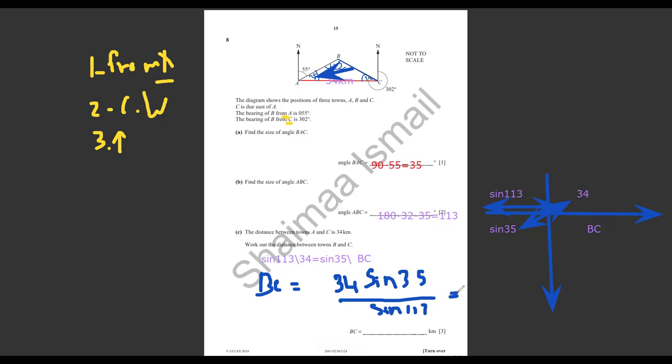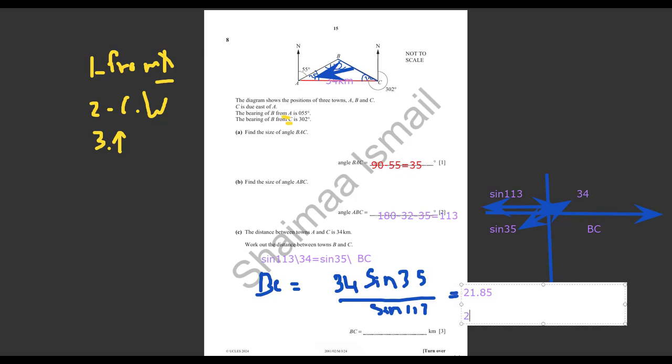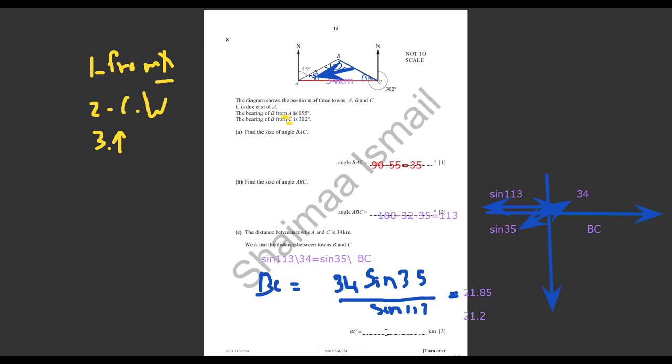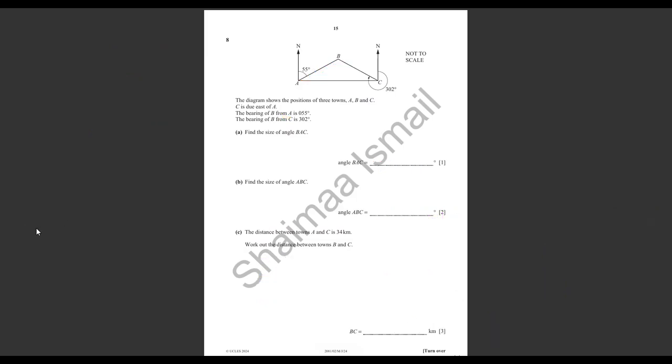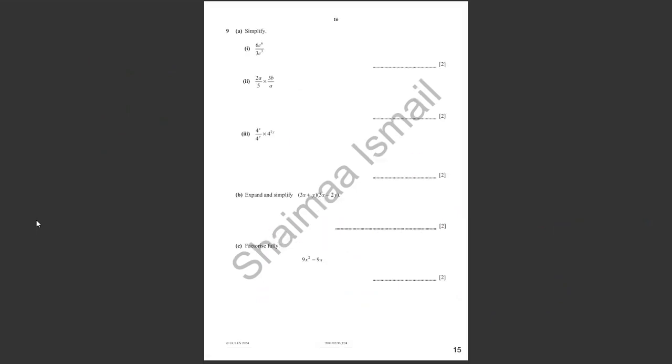This will give you a final answer of 21.85 approximated to 1 dp, which equals 21.9. Okay, let's see the next. Before you leave any page, make sure that you solve all the questions inside this page. Okay.